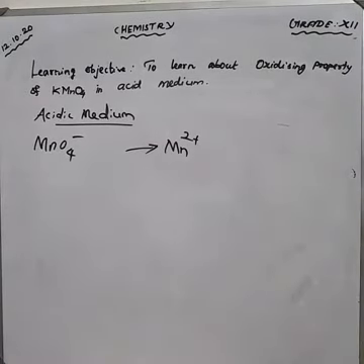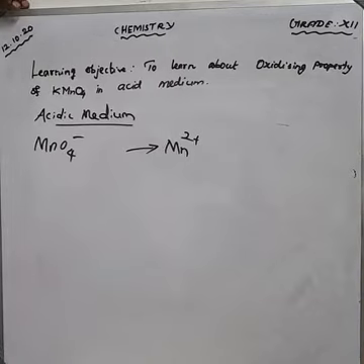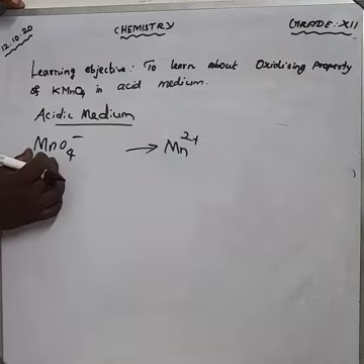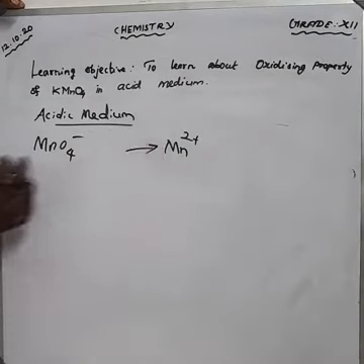Here, balancing the equation: how can we balance the equation when we are adding the sulfuric acid? Here also there are 4 steps. Balancing the equation is entirely different from alkaline medium and also neutral medium. It is entirely different for the acidic medium. First, balance the metal or element on both sides.